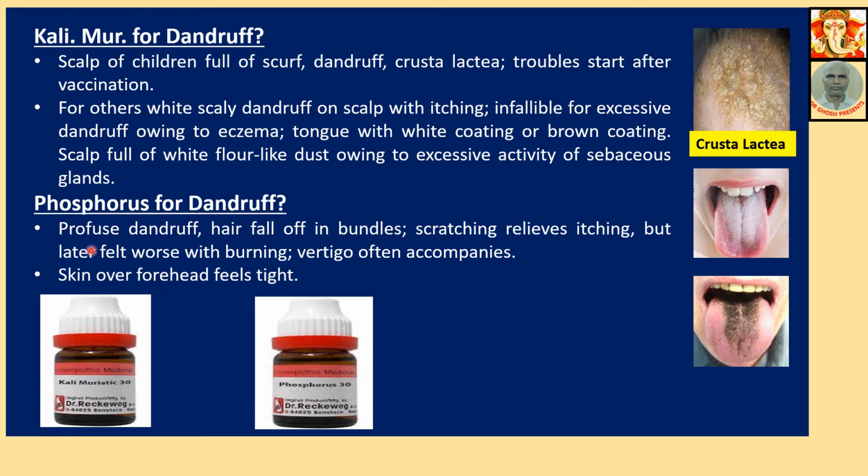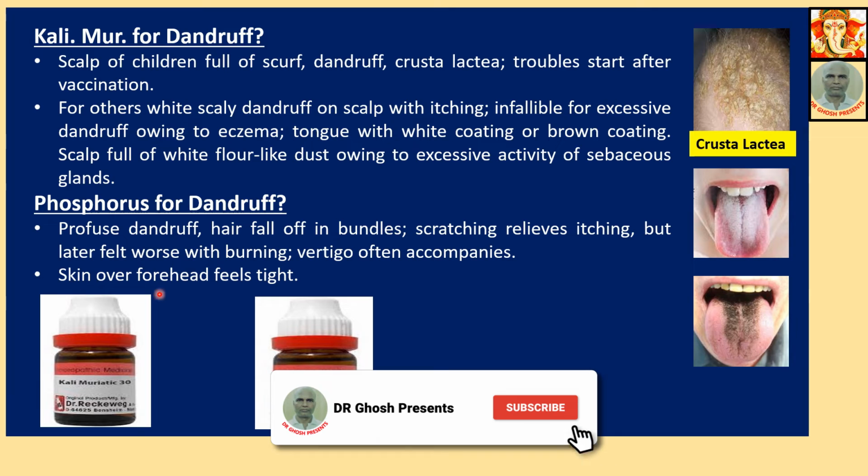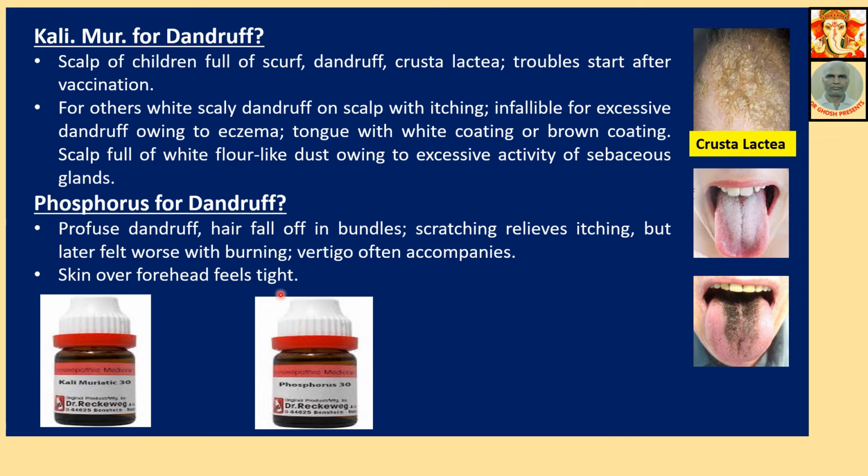Phosphorus for dandruff, profuse dandruff, hair falls off in bundles, scratching relieves itching, but later felt worse with burning. Vertigo often accompanies. Skin over forehead feels tight. There are a few skin symptoms and tongue symptoms also given here. This either brown coating or white coating, how it looks, that has been shown here.